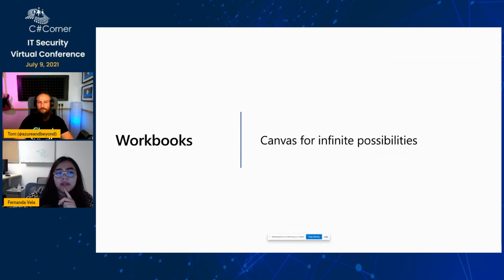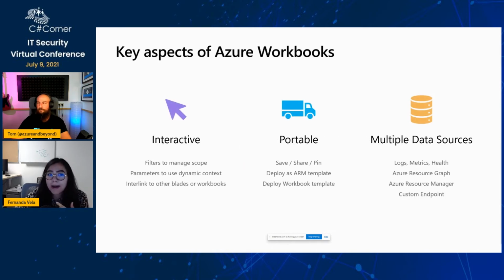Now, let's talk a little bit about workbooks, which is another feature that Azure Security Center has. I like to introduce it as a canvas for infinite possibilities. This is because it is where you can have data analysis or reporting, and you can have rich and interactive visuals that we're going to take a look at. So some of the key aspects of Azure Workbooks are that they're interactive, they are portable, and you can have multiple data sources here.